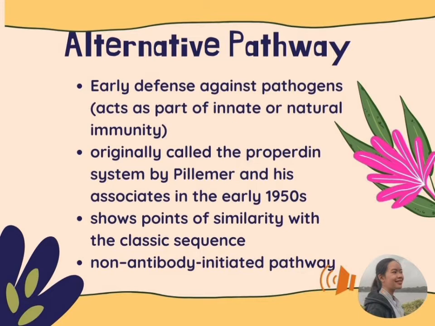The pathway was originally named for the protein properdin, a constituent of normal serum. Now, it is known that properdin does not initiate this pathway, but rather stabilizes the C3 convertase formed from activation of other factors. The alternative pathway shows points of similarity with the classic sequence. Both pathways generate a C3 convertase that activates C3 to provide the pivotal event in the final common pathway of both systems. However, in contrast to the classic pathway, the alternative complement pathway is predominantly a non-antibody initiated pathway.